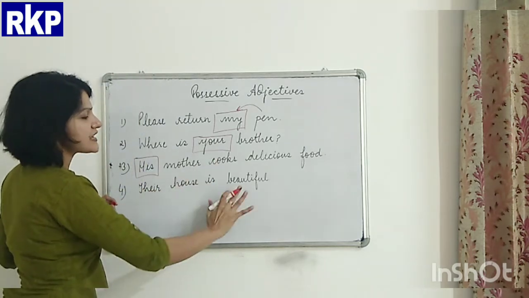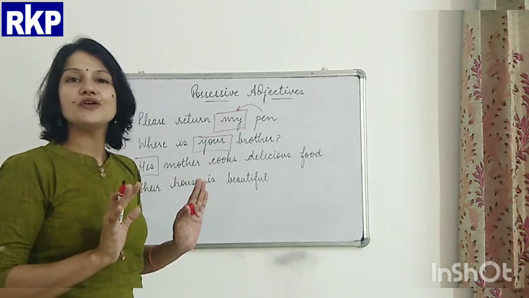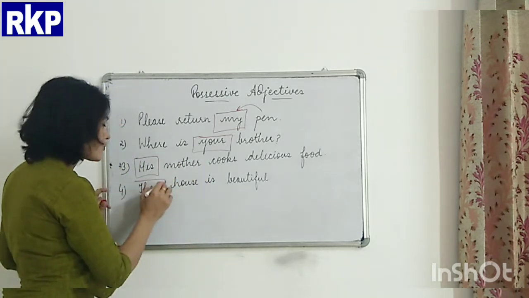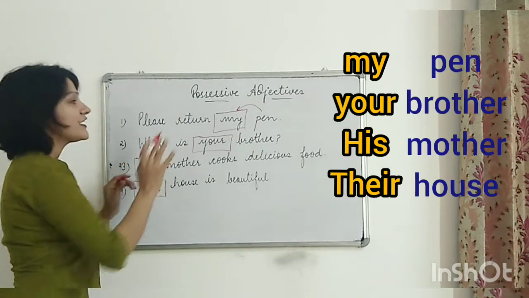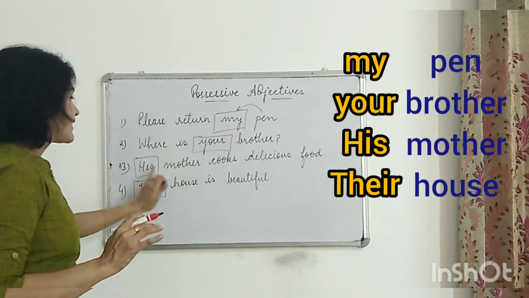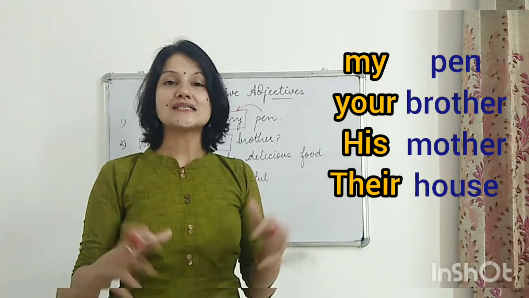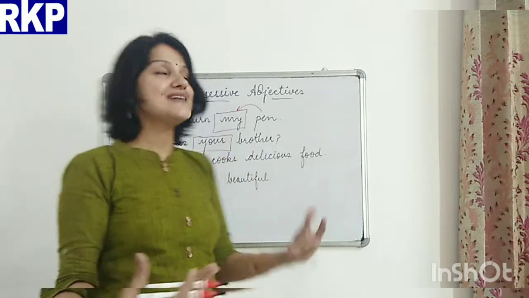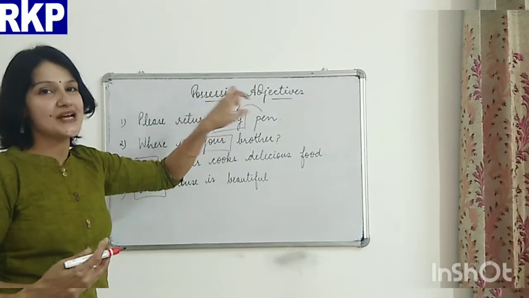Their house is beautiful. Now, whose house is beautiful? Their house. Their house is beautiful. So, my, your, his, their. All these words show us the possession, right? That is why they are called possessive adjectives.